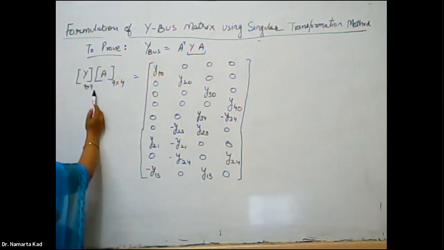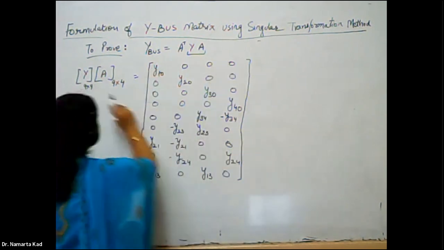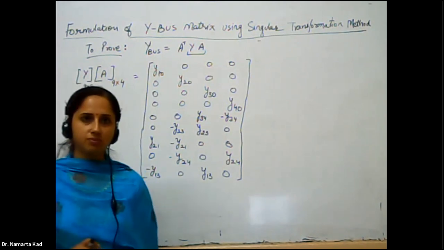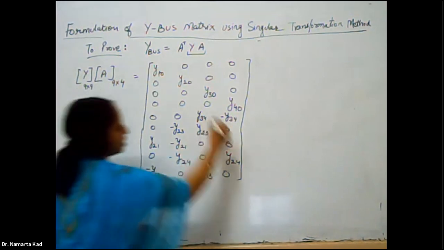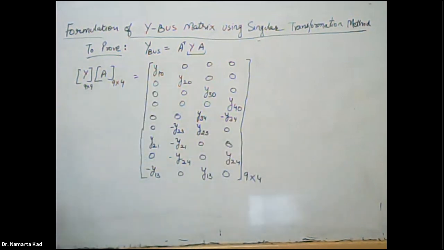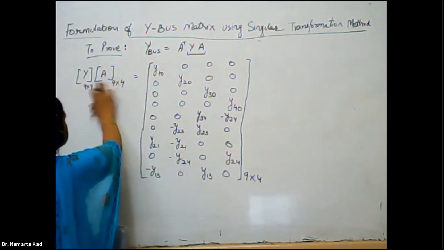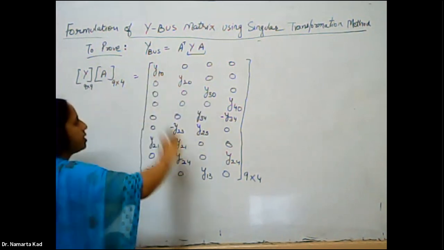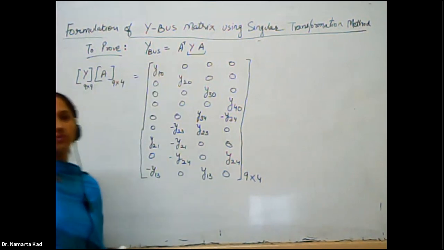As this one is 9 by 9 and this one is 9 by 4, we got this answer upon multiplying the primitive matrix with the bus incidence matrix, and here we got the result in the form of a 9 by 4 matrix, which is achieved after doing the calculation of y into A. Now we have to multiply this with A transpose.